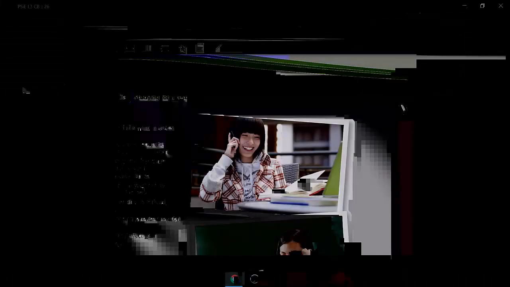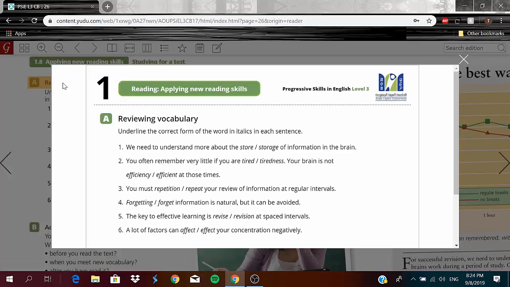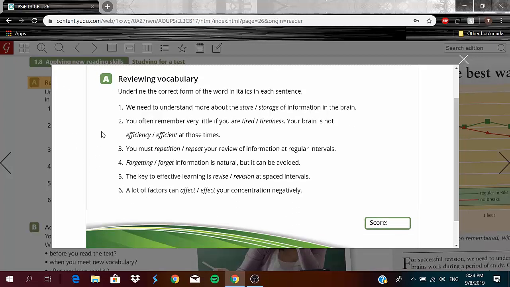Alright, you guys, so now moving on to the final two pages of our reading section. Here we have studying for a test. Okay, so again, we start with reviewing vocabulary, but now we get to choose between the correct one of two forms of a certain word. So here we have 1. We need to understand more about the store or storage of information in the brain. This one's a no-brainer. So storage will be the correct one.